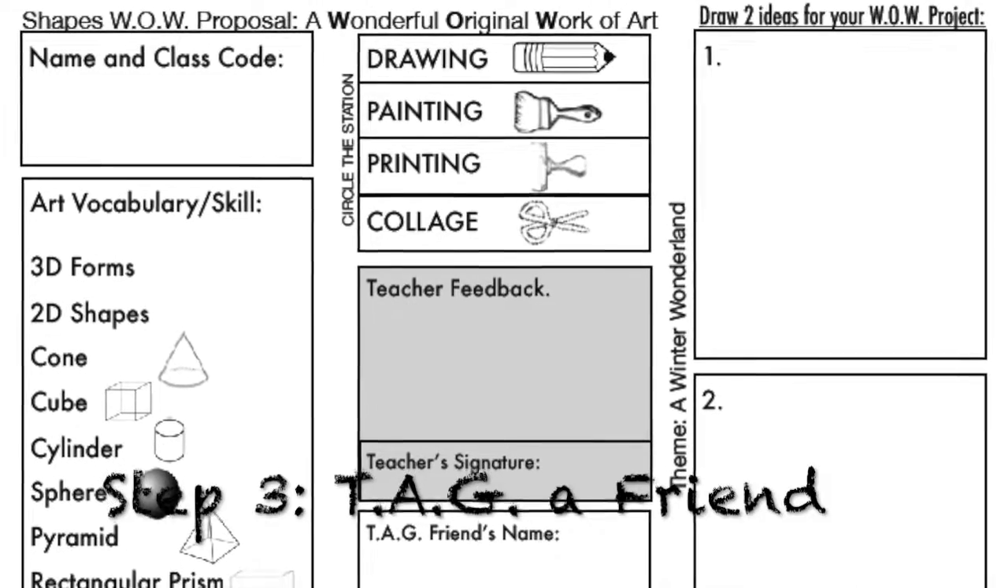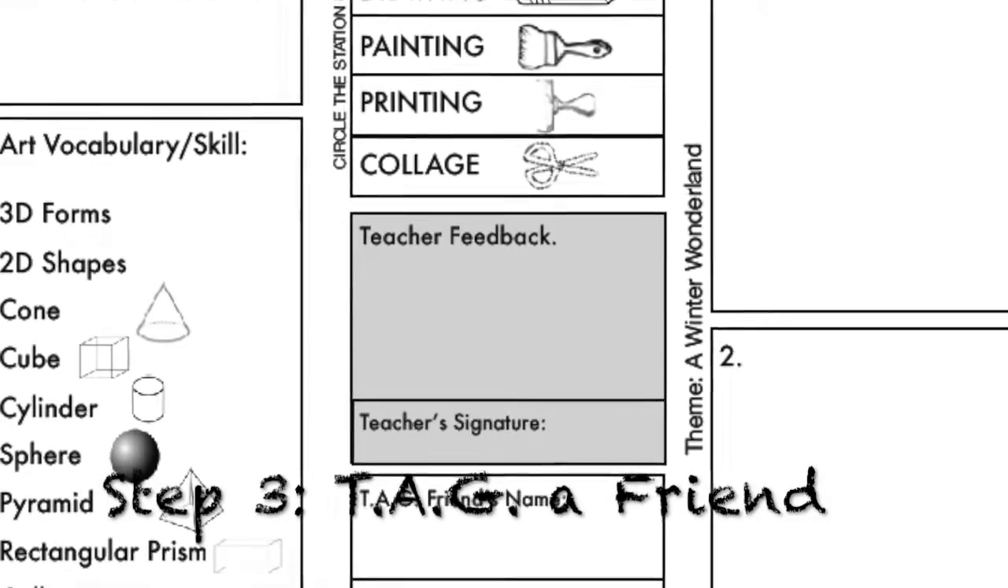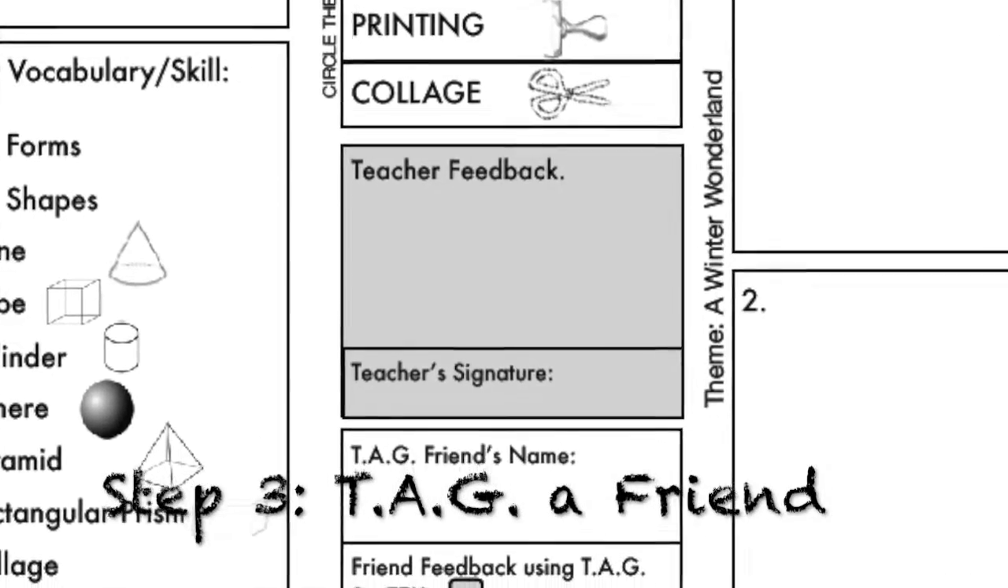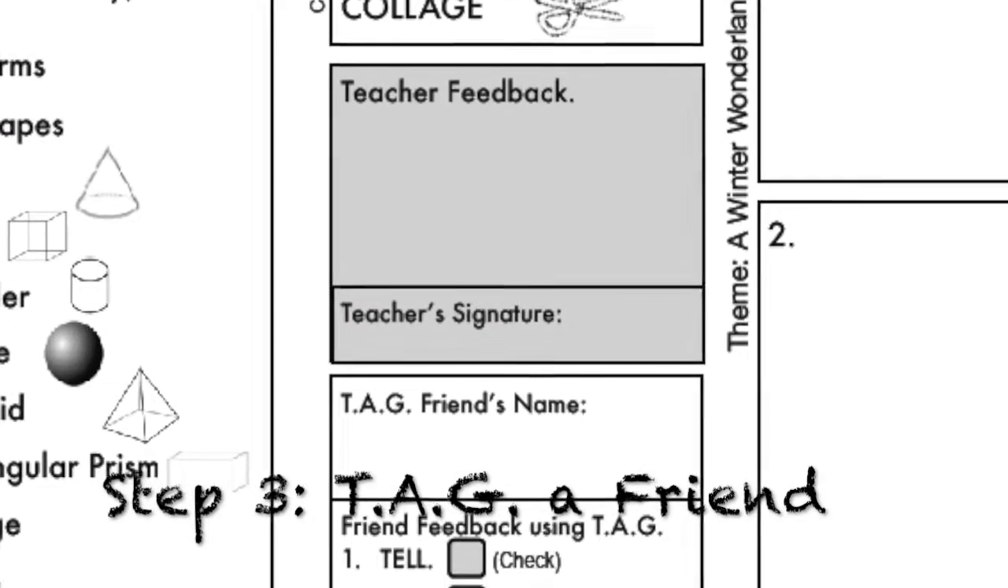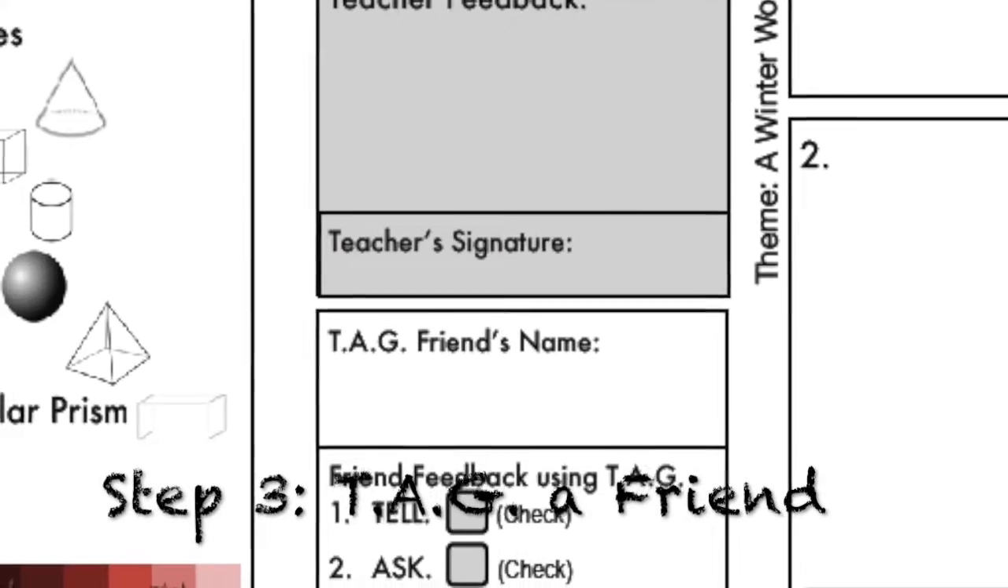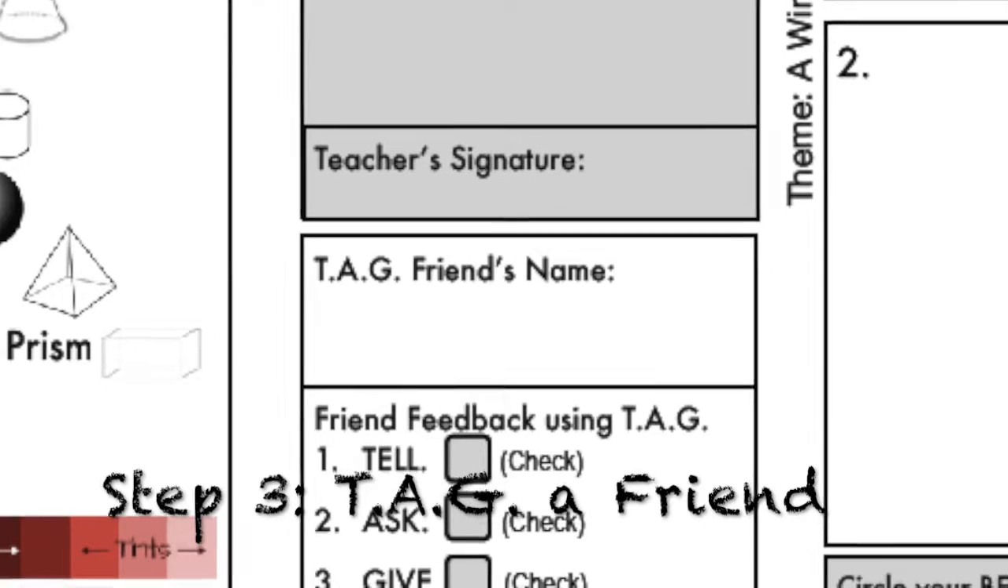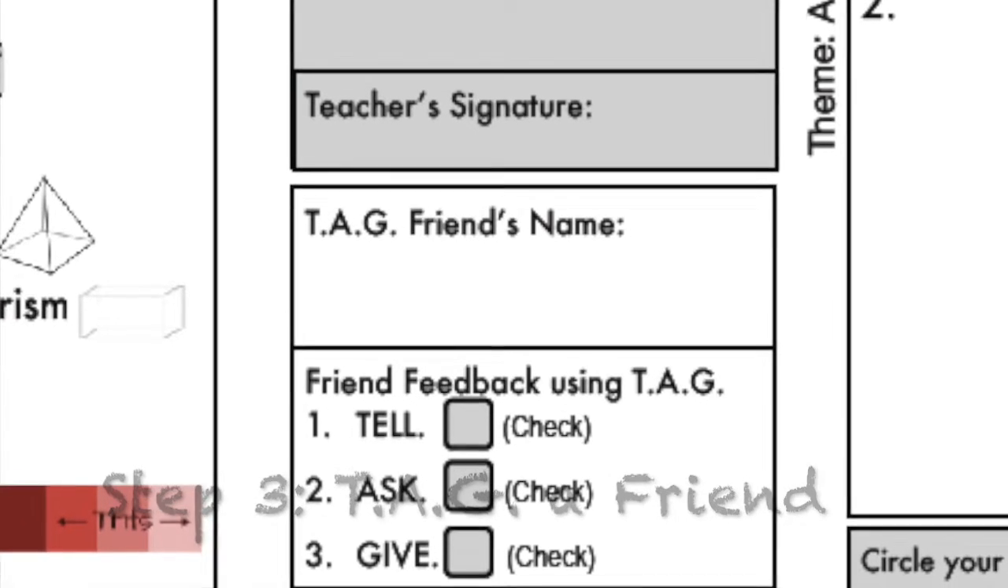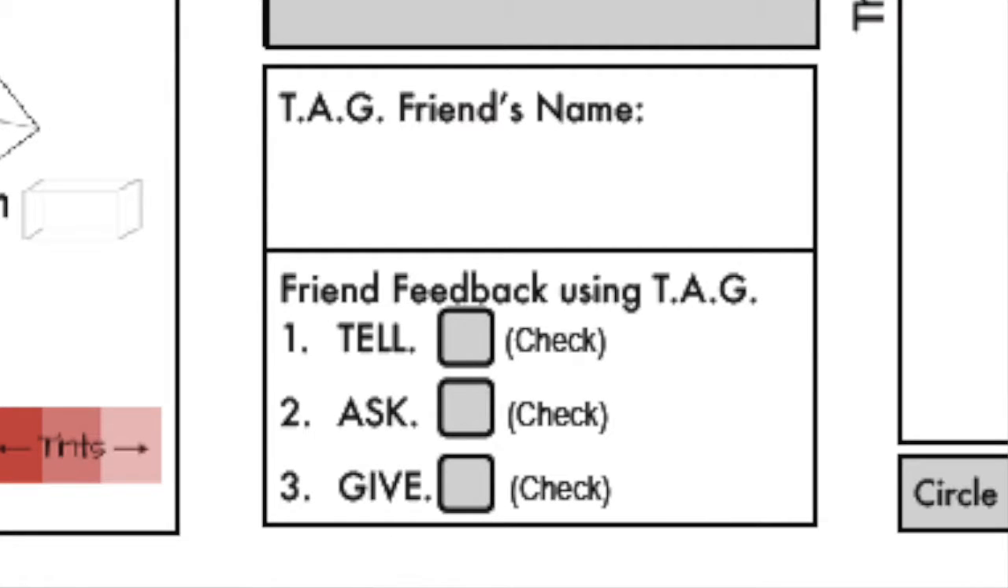Find a friend at your table to tag. They will write their name in this box. And then they're going to tell you one thing they like about your thumbnail sketch. They're going to ask you a question about this first sketch. And then they're going to give you some advice or a suggestion or an idea to make this first sketch better.